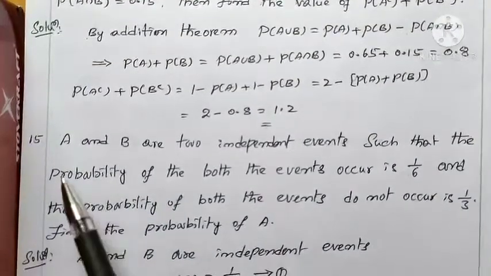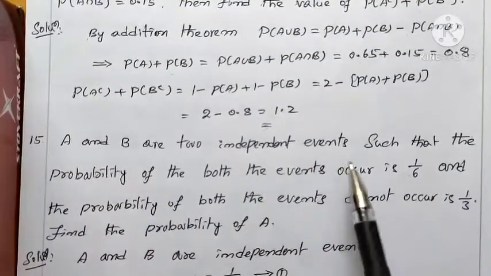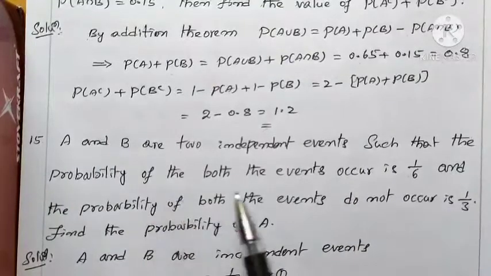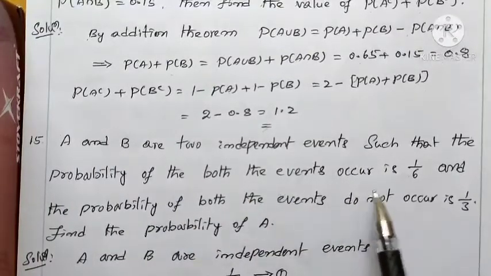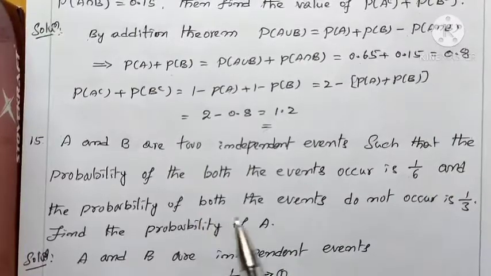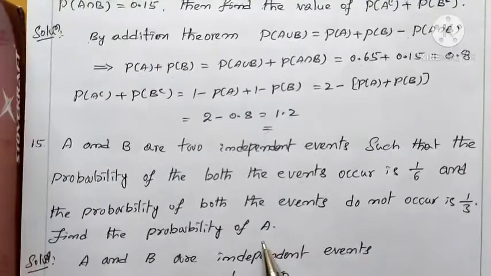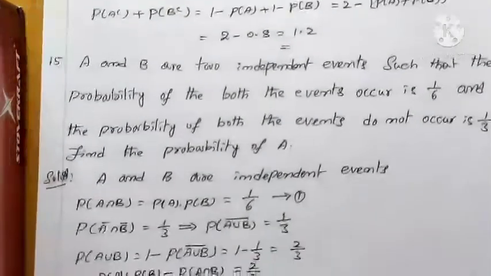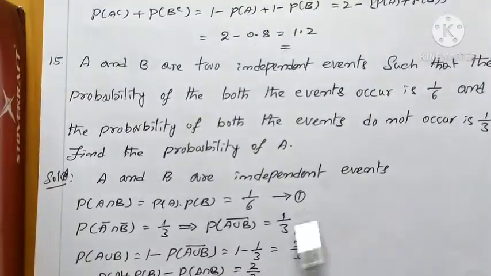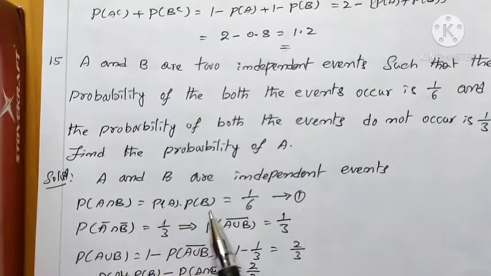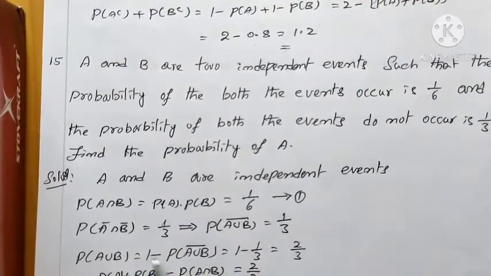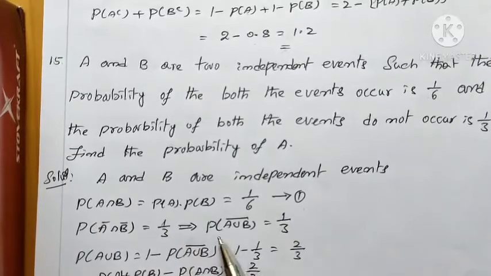Next problem. A and B are two independent events such that the probability that both the events occur is 1 by 6 and the probability that both the events do not occur is 1 by 3. Find the probability of A. A and B are independent events. P of A intersection B is equal to P of A into P of B, that is equal to 1 by 6. Equation number 1. P of A complement intersection B complement is equal to 1 by 3. That implies P of A union B whole complement is equal to 1 by 3.